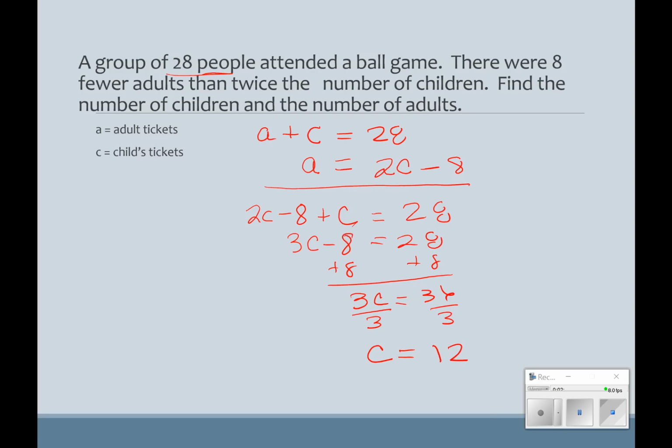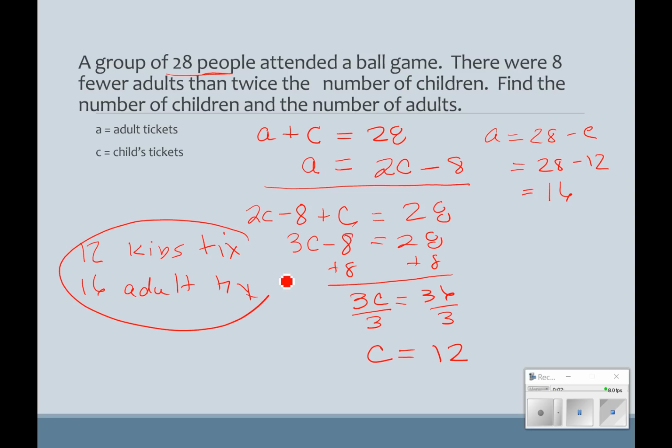So I've got children's tickets of 12. So adult tickets, I can put that back in that equation, the 2C minus 8. Or I know here that adult tickets are going to be 28 minus the children's tickets. So 28 minus 12 is going to give me 16. Okay, so this to me, though, I want you to tell me what it means. So we have 12 kids tickets. I always abbreviate TIX for tickets, and I've got 16 adult tickets, and that's my answer. Okay, I want to know what you have of each.